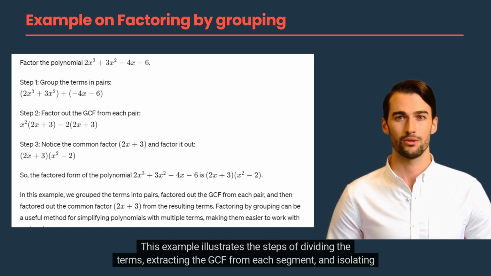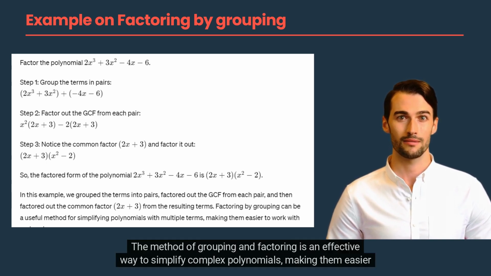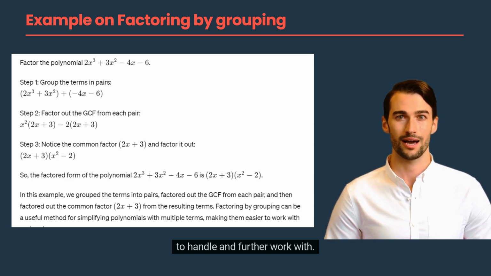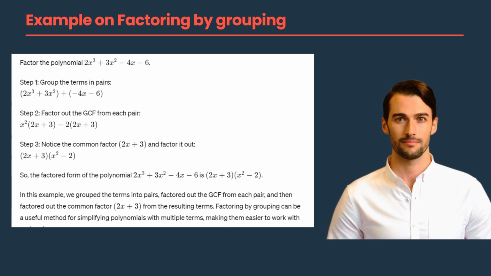This example illustrates the steps of dividing the terms, extracting the GCF from each segment, and isolating the common factor. The method of grouping and factoring is an effective way to simplify complex polynomials, making them easier to handle and further work with.